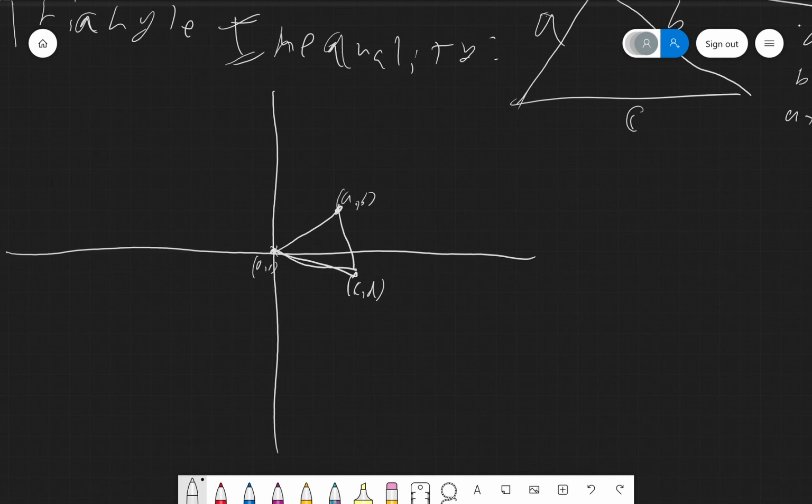Now, this length over here, we can use the distance formula, but because one point is 0, 0, this is just the square root of A squared plus B squared. Same thing here, this is just the square root of C squared plus D squared. What's cool is that we can use these right triangles to help with our other triangles. But now this length is not to the origin, so this is the square root of A minus C squared plus B minus D squared.